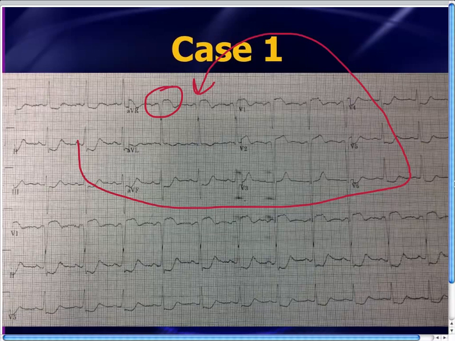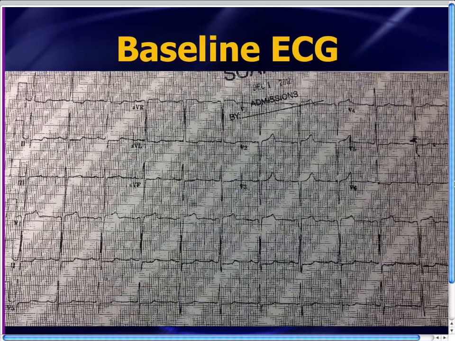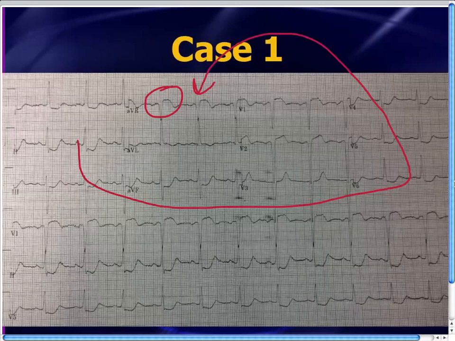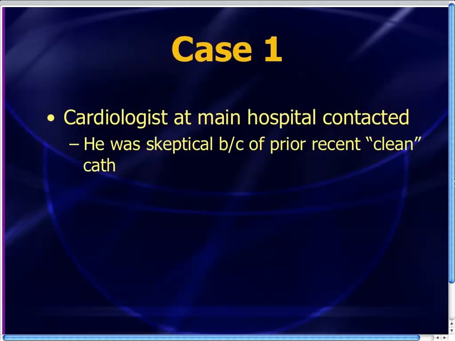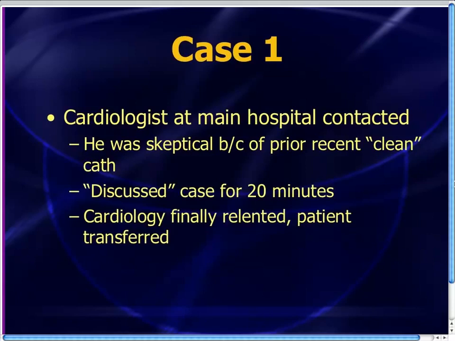And so he called up the cardiologist at the hospital where the original procedure, the aortic valve replacement, was done. This, by the way, is the baseline 12-lead EKG, so you can appreciate how much of a difference there is now between the baseline. Anyway, he called up the cardiologist, who said there's no way that this could be anything significant because she had a clean cath just 2 months ago. And so they had, well, what I would describe as a professional discussion for 20 minutes. And finally, Andrew was able to convince his cardiologist to take the patient. So the patient ended up being transferred over to the original hospital.